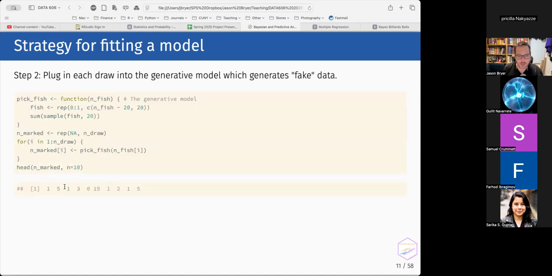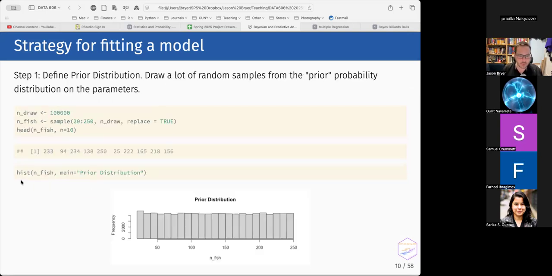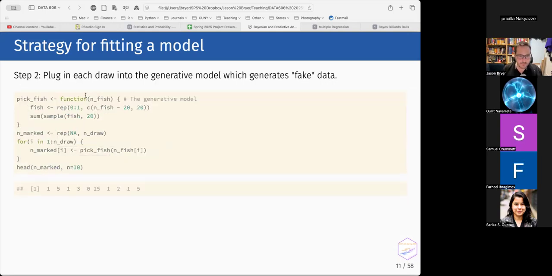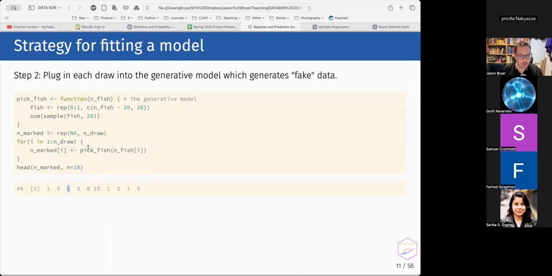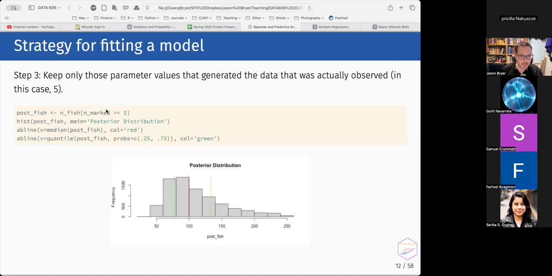So if I said there were 233 fish, on that one call, one fish was marked on the second catch. When I guessed 94, I got 5. When I guessed 234, I got 1, et cetera, et cetera. So this n marked is the same length as n fish, and n marked tells me how many were caught on that second catch. All I did is generate fake data to look like what I did when I went out on my boat. Now I want to keep the n fish, which is my guess of how many are in the pond, where n marked is 5.